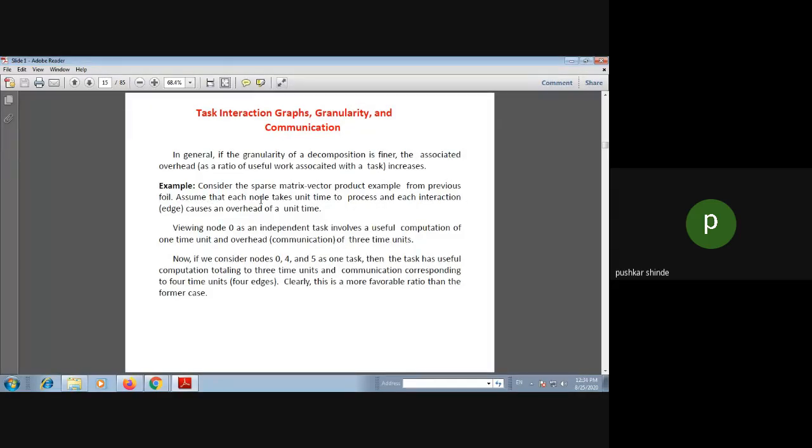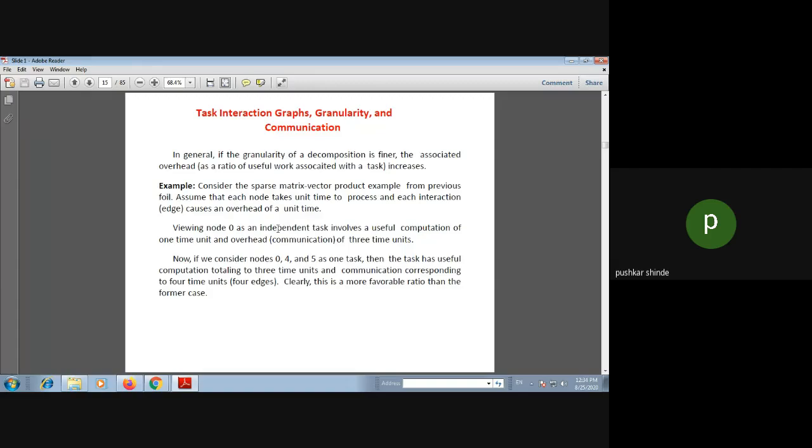Assume that each node takes unit time to process and each interaction edge causes an overhead of a unit time. So unit time for the task to execute and each edge is taking unit time. That is what assumptions they have taken for that particular task interaction graph.